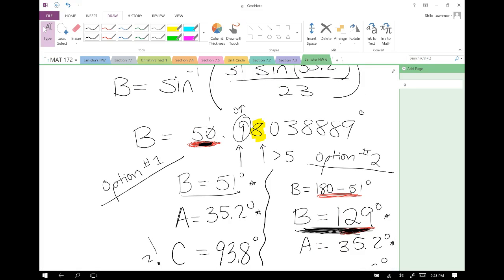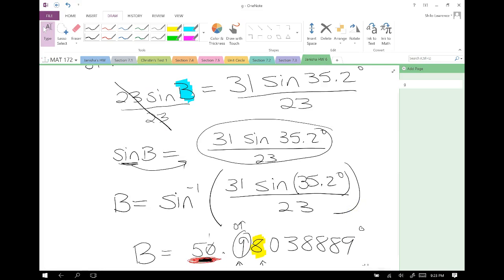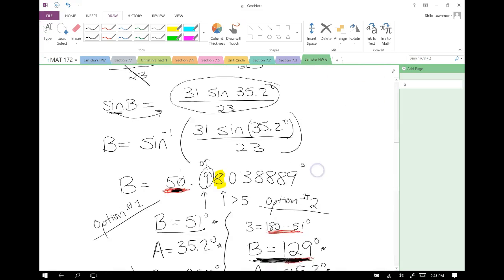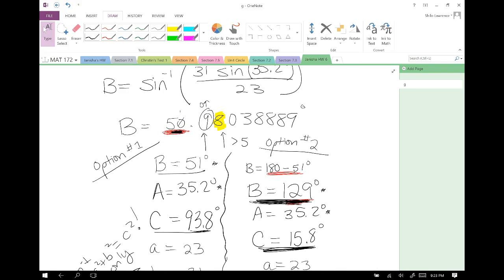So I hope that helped. It only happens with the ASS triangles. You don't have to worry about it with any of the other ones. And your calculator will give you one set of solutions, and then to get the other set of solutions, you just take that first angle answer you get and subtract it from 180, and then just work it out like a second problem.